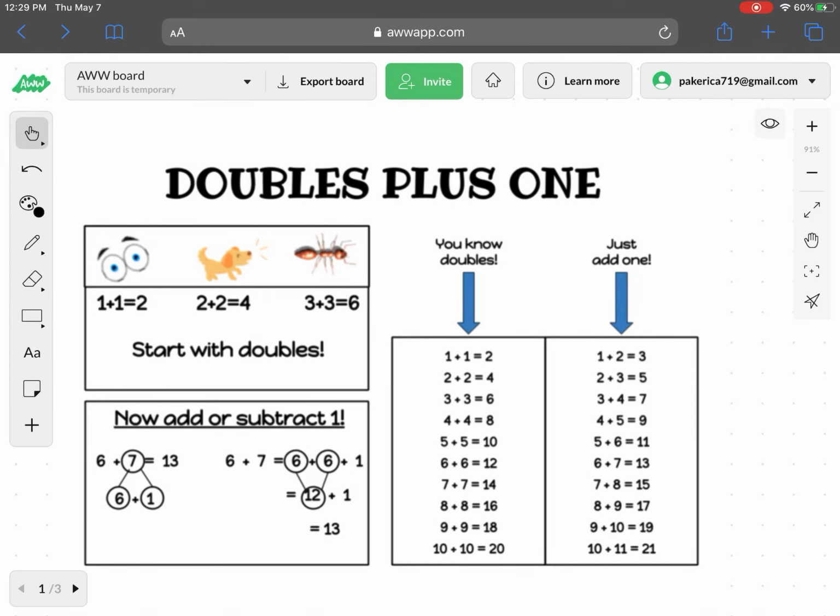Hi there, learners. Today we're going to continue with some math review. Yesterday you reviewed your doubles. Today we're going to take what we know about the doubles and use our strategies of doubles plus 1.